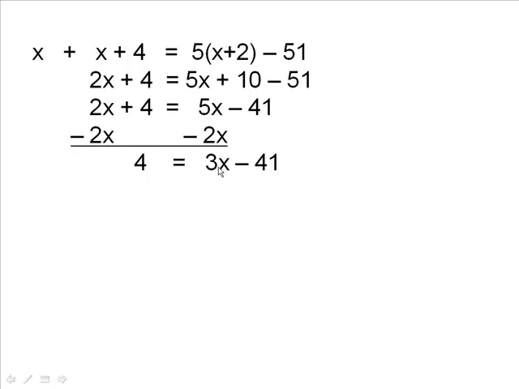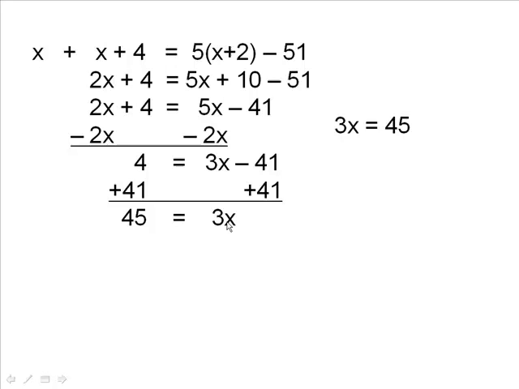Alright? Now I'm going to get rid of this 41 by adding 41 to both sides of the equation here. 41 on both sides. It's going to cancel this negative 41 out. 4 plus 41 is 45 equals 3x. Let's write that again. 3x equals 45, and I'm going to divide both sides of this equation now by 3. 3 divided by 3 is 1. You'll have 1x, which I'll just write as x. 15 over here, because we're going to have 45 divided by 3.